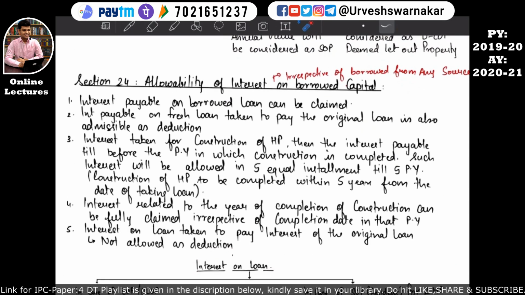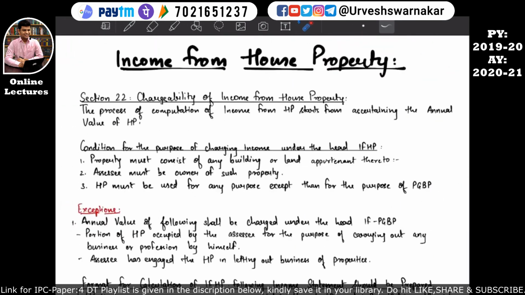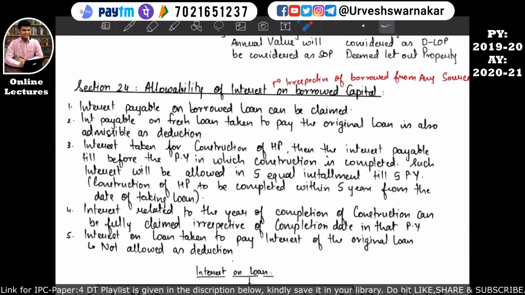So let's read section 24 first. The first point says that interest payable on the borrowed loan can be claimed. That is what I have done over here under this deduction. Under section 24 subsection B, interest on loan, we are claiming, that means we are deducting from this net annual value. So the first point is quite self-explanatory.